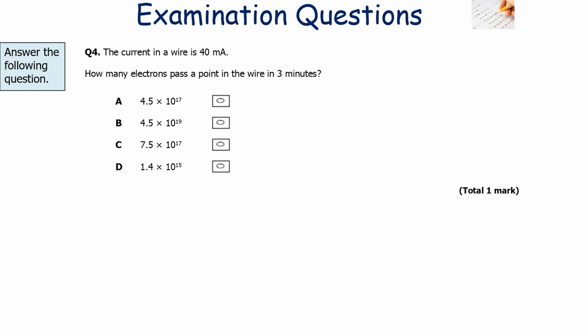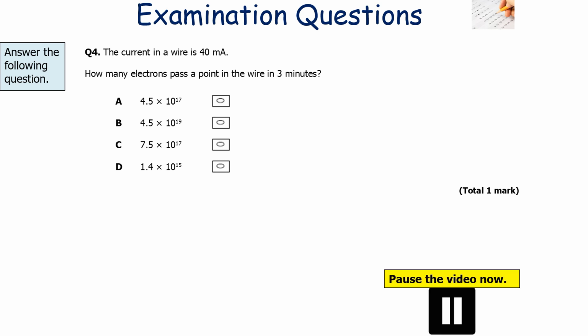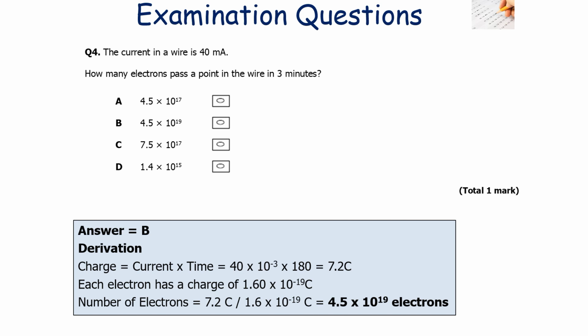Next question. The current in a wire is 40 milliamps. How many electrons pass a point in the wire in 3 minutes? So pause the video now, then unpause the video when you want to go through your answer. Right, the answer for this one is B.